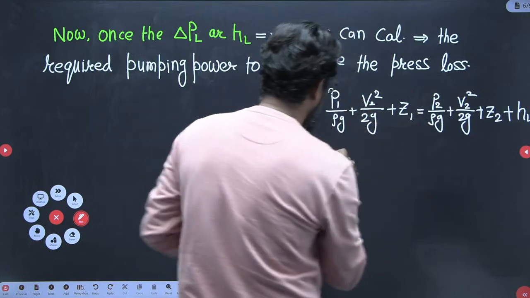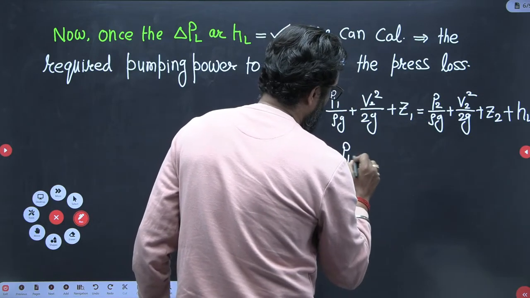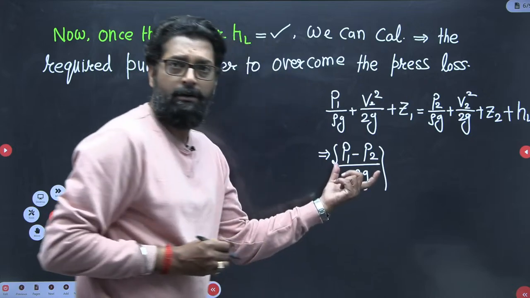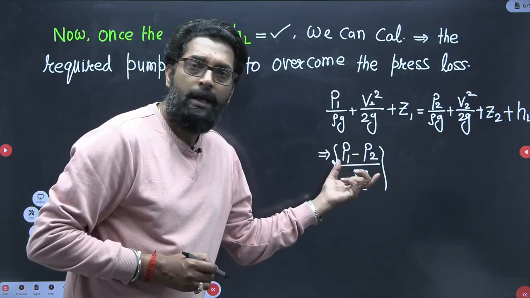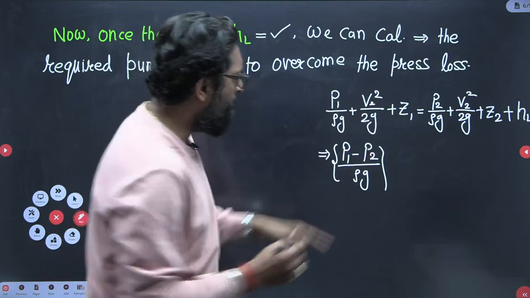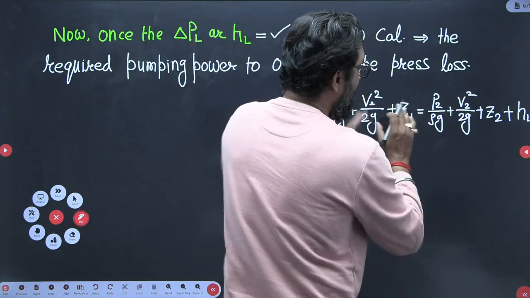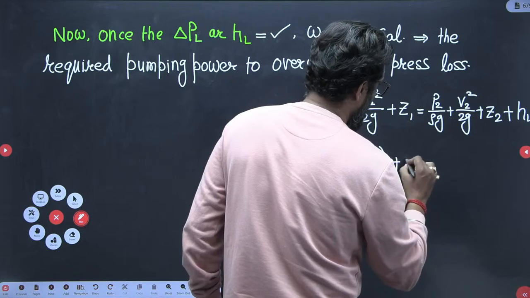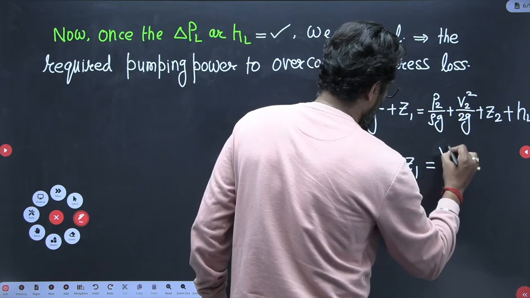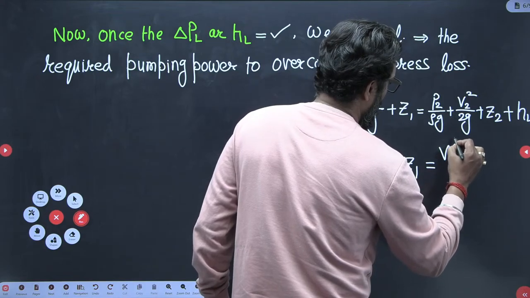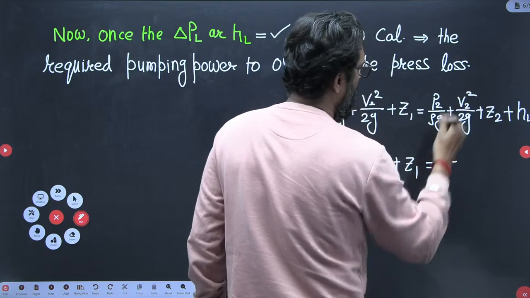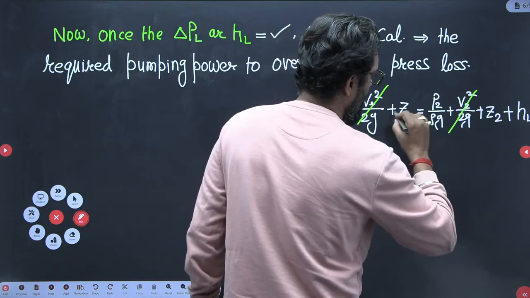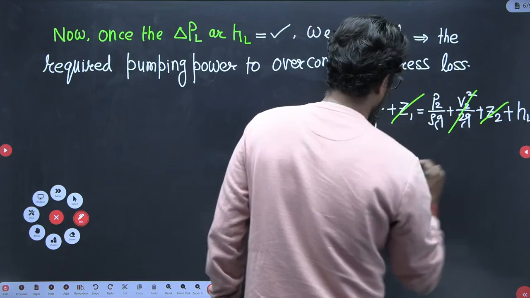Now, if you differentiate these two, P1 minus P2 by rho g is your pressure drop, the drop in pressure. Let's suppose a uniform pipe, so V1 and V2 cancel out, no problem. For a horizontal pipe, the Z terms cancel out too. So what is left? The head loss.